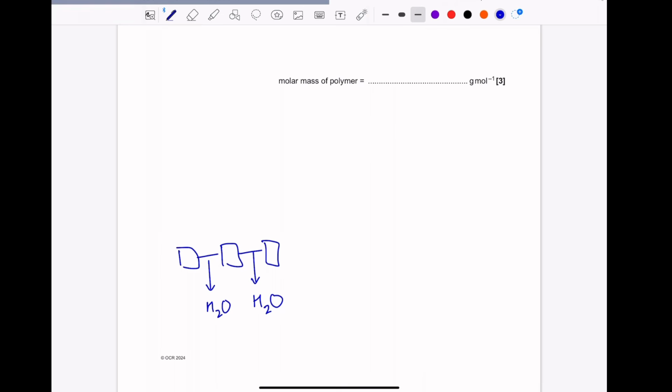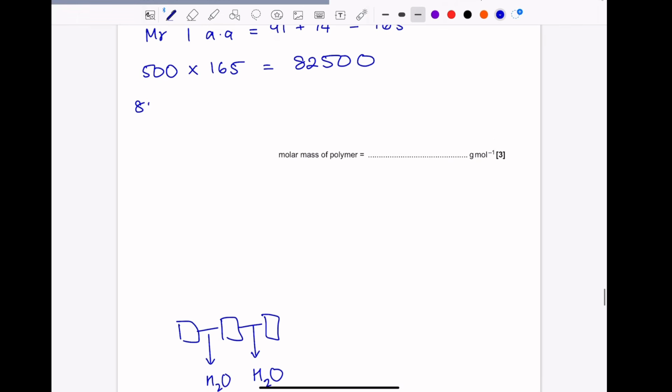Therefore, to find out how much water is removed in total, it's always going to be how many monomers there are minus 1. So then we could subtract from 82,500 the 499 times 18, which is the MR of the water, and that's equal to 73,518, which is a whole number by itself. So that would just be the answer.